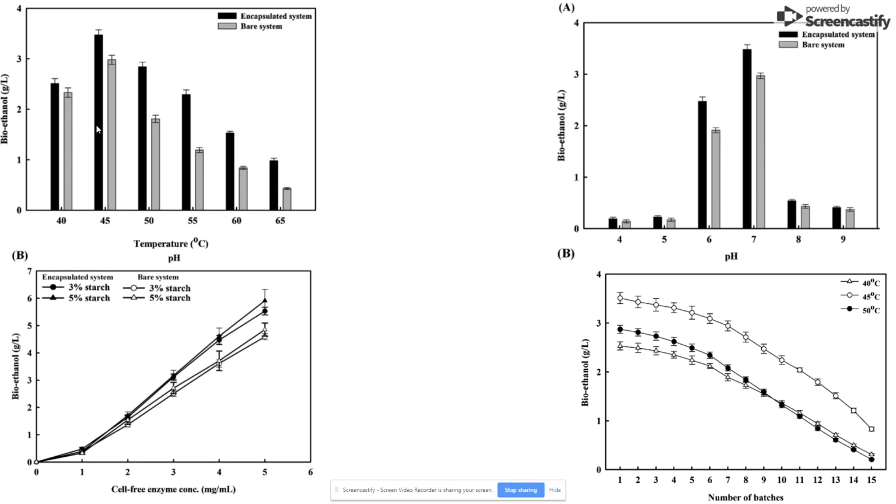And you're able to get a much higher yield of bioethanol at each temperature when you're using the encapsulated system. Same goes for the pH relationship with the bioethanol. The values are much higher with the encapsulated system than with the bare system. This is also able to be reused up to 15 times, with the yield steadily decreasing.